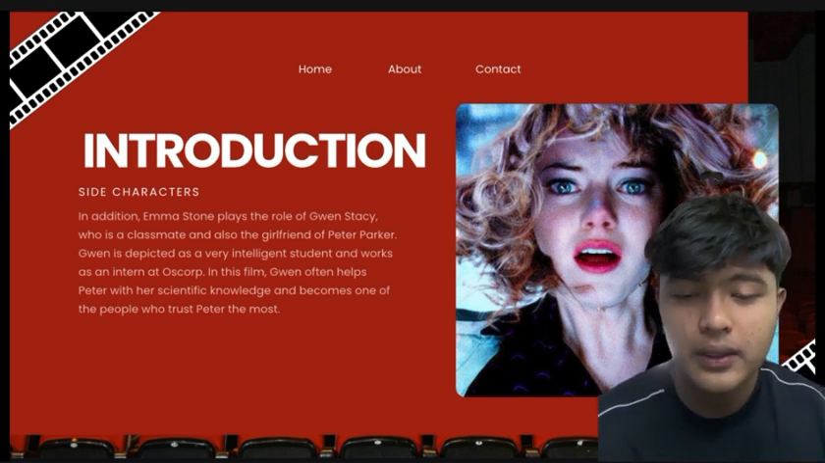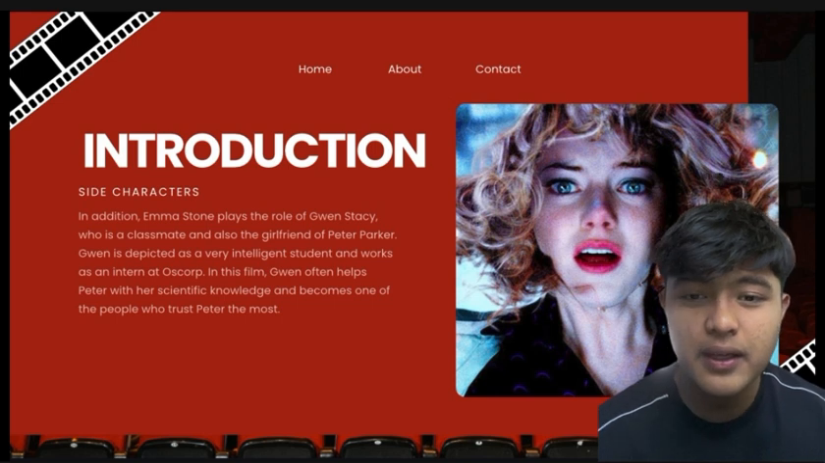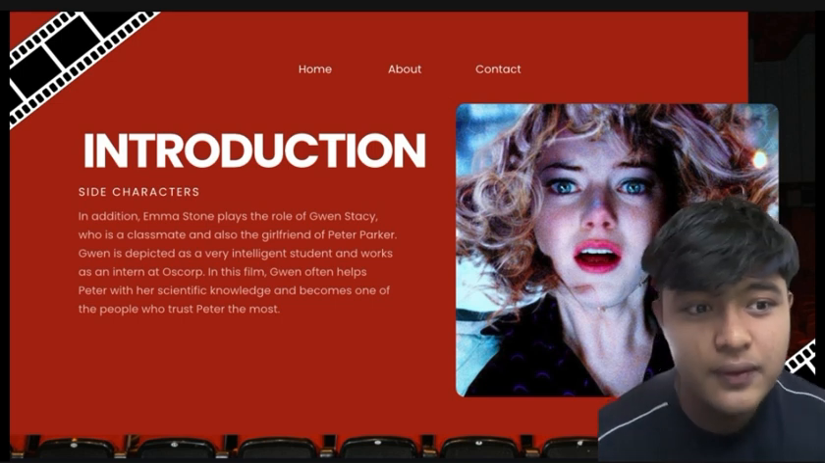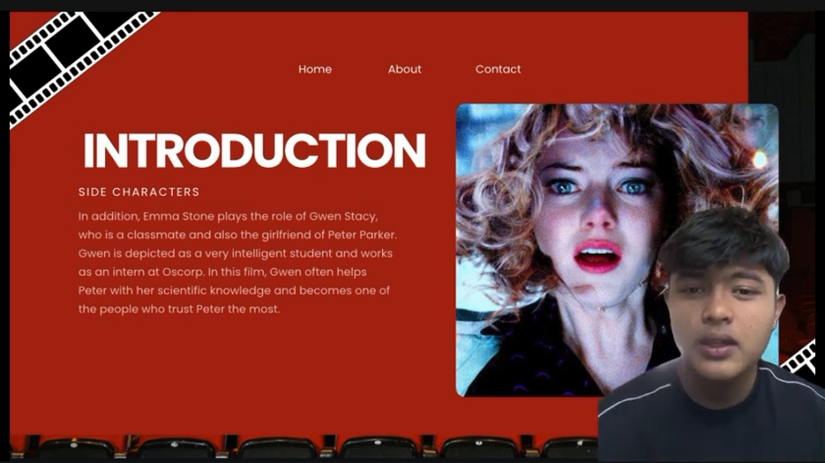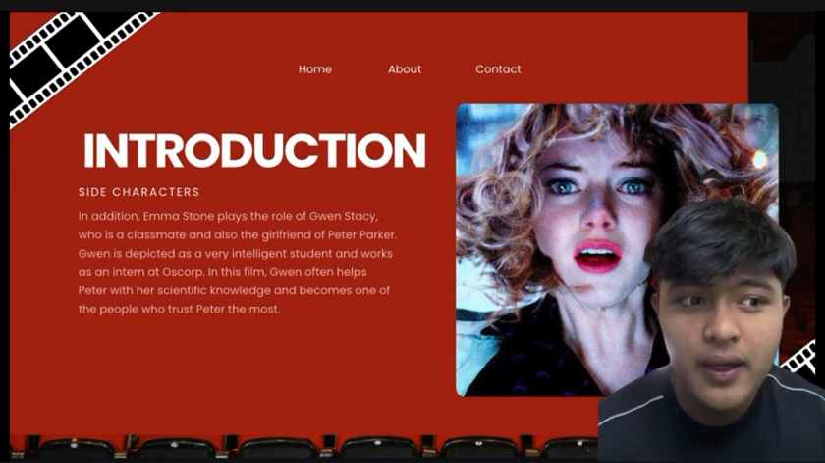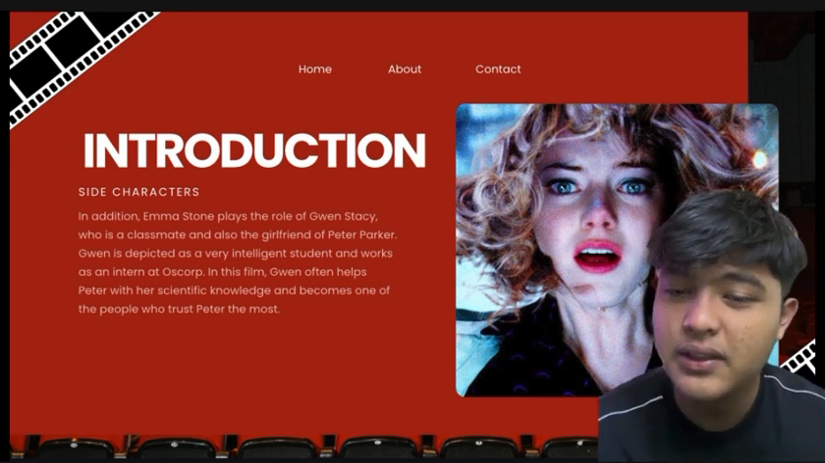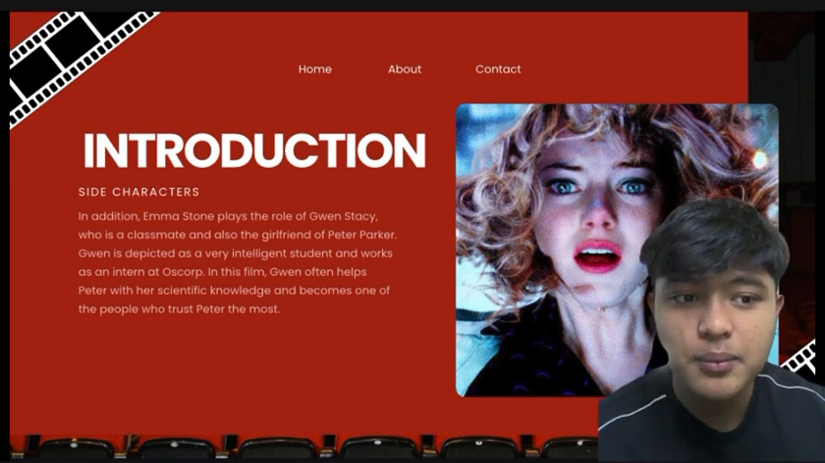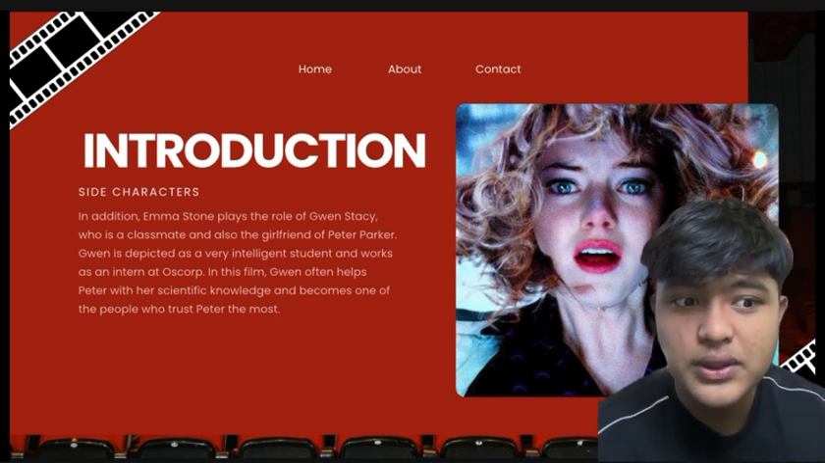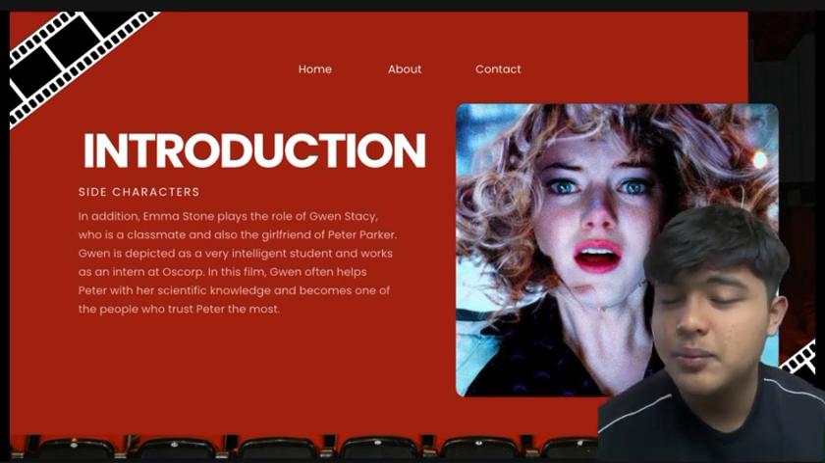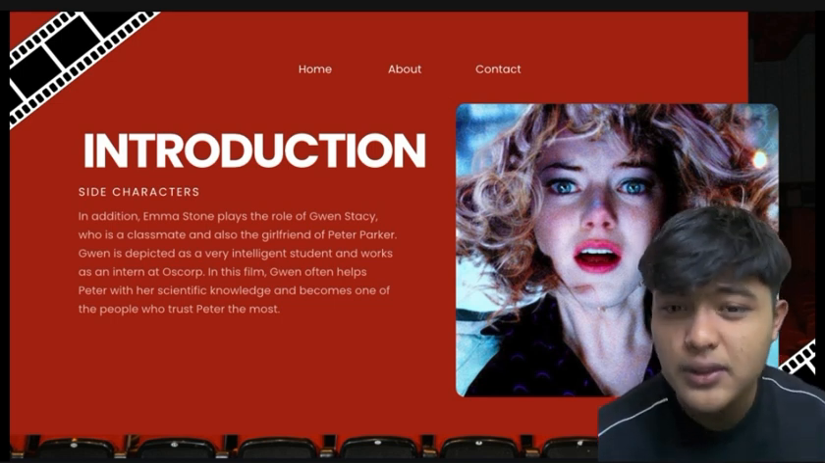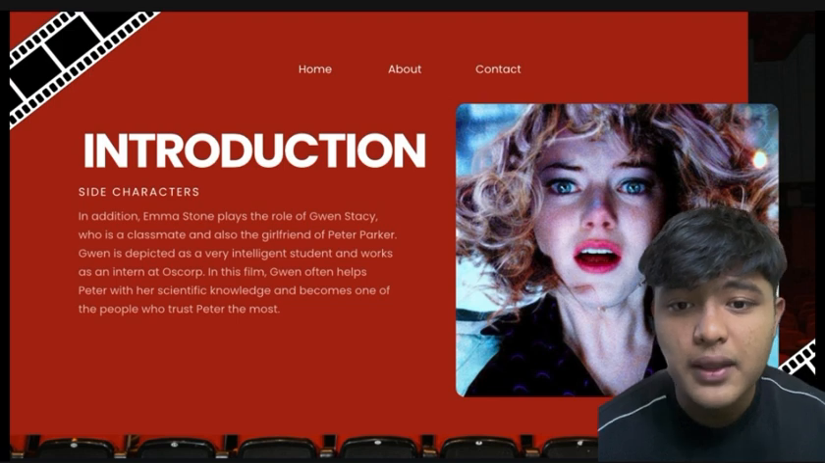Okay. Next we have Gwen Stacy, played by Emma Stone. Gwen is intelligent, confident, and supportive. She is not just a love interest but also helps Peter in solving problems, especially related to science. Their relationship is important because it shows Peter's emotional side, and Gwen represents trust and support in Peter's life, especially when he is struggling with his responsibility as Spider-Man.